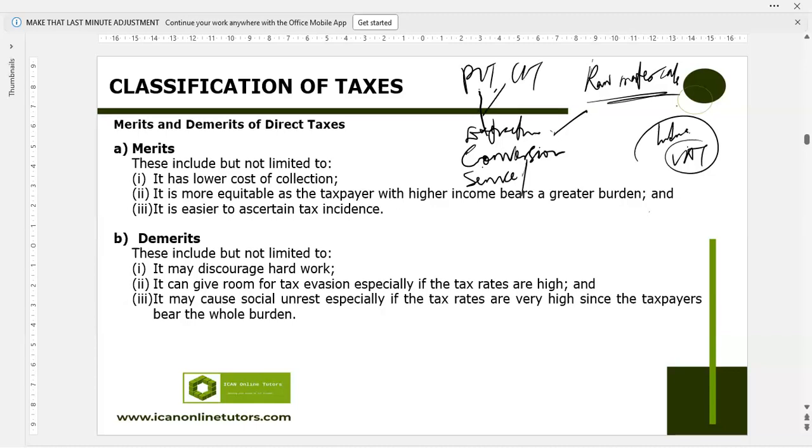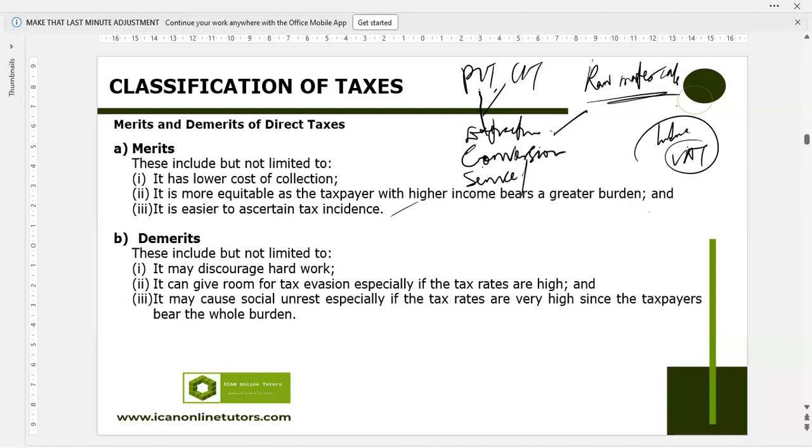The manufacturer too, if it is a company, pays company income tax, and if it is an individual, pays personal income tax. Then the service organization, the retailer, the distributor, the wholesaler, and the likes, they also pay company income tax. So that one, the tax incidence is going to be ascertained. Then we have the merits.